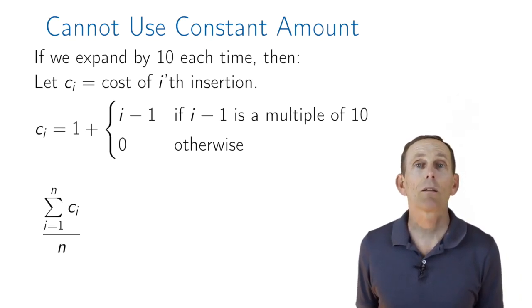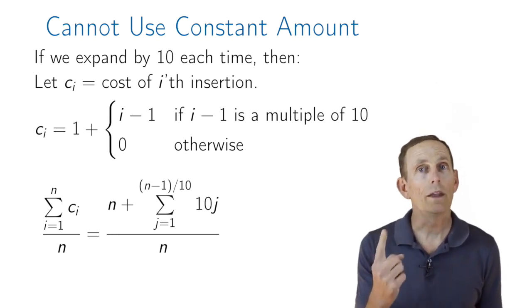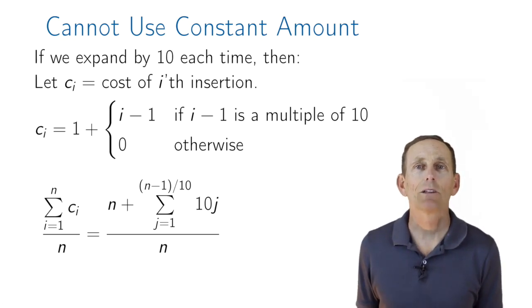By the definition of our aggregate method, we're just the sum of the total costs divided by n. And that's n plus, again, that's the 1 summed n times is just n, plus the summation from 1 to n minus 1 over 10 of 10j. That is just the multiples of 10 all the way up to, but not including n. So 10, 20, 30, 40, and so on. All that divided by n.